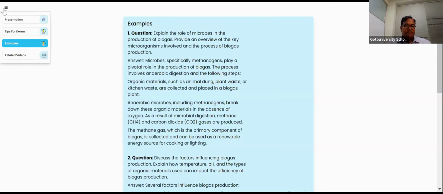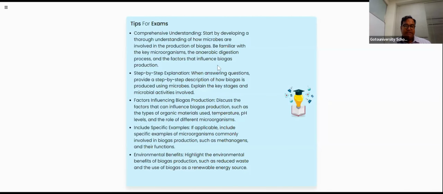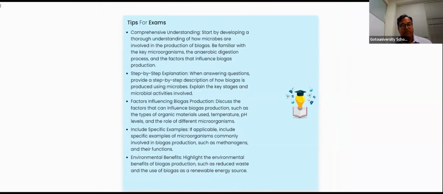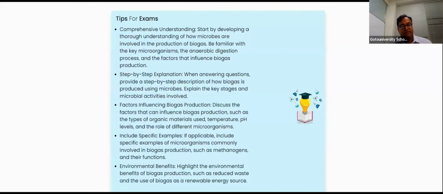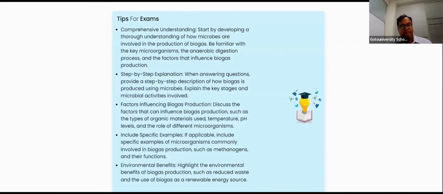So now, tips for the exam: all the technical terms, how we are using them, how we use the different subheadings, and how we are narrating is very important, right? Now we are coming to the next point. In biogas production, what we need to use is anaerobic bacteria and aerobic bacteria digestion; this concept we need to discuss in detail.